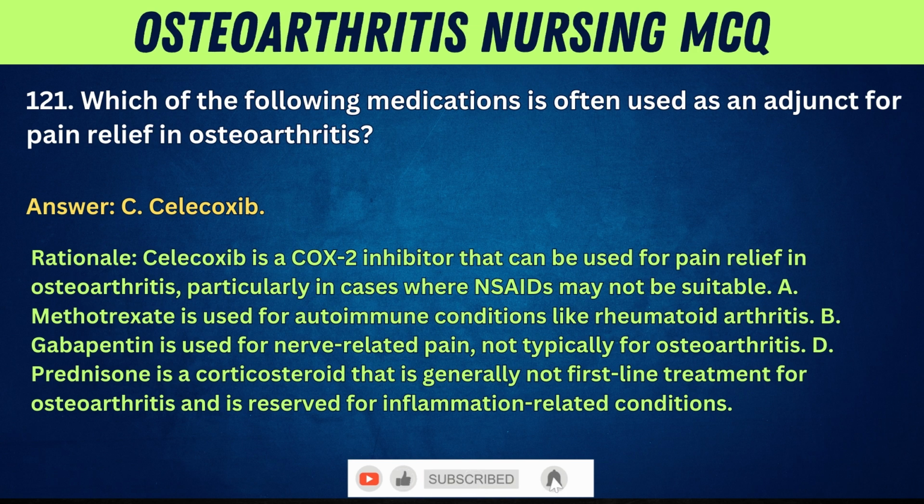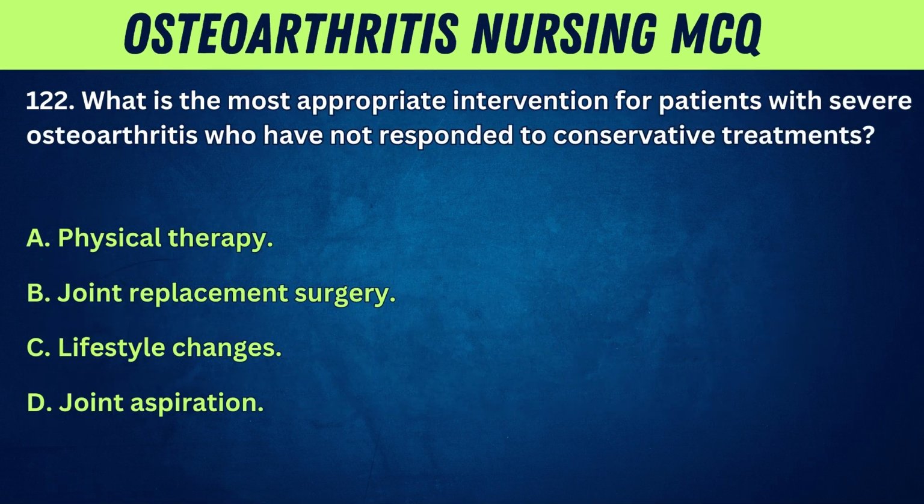A. Methotrexate is used for autoimmune conditions like rheumatoid arthritis. B. Gabapentin is used for nerve-related pain, not typically for osteoarthritis. D. Prednisone is a corticosteroid that is generally not first-line treatment for osteoarthritis and is reserved for inflammation-related conditions.